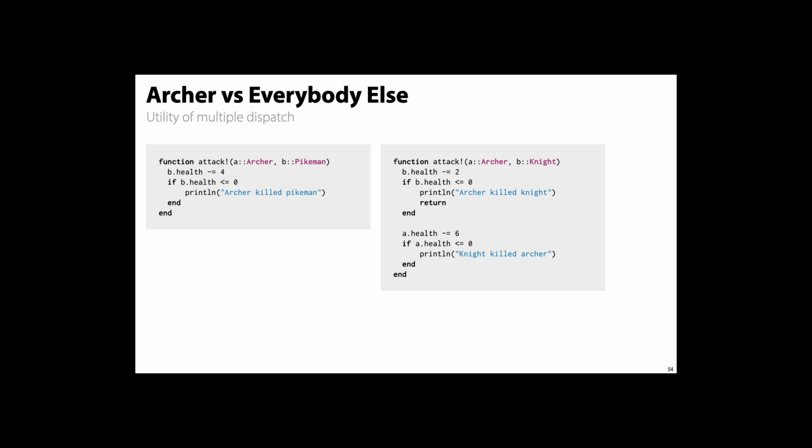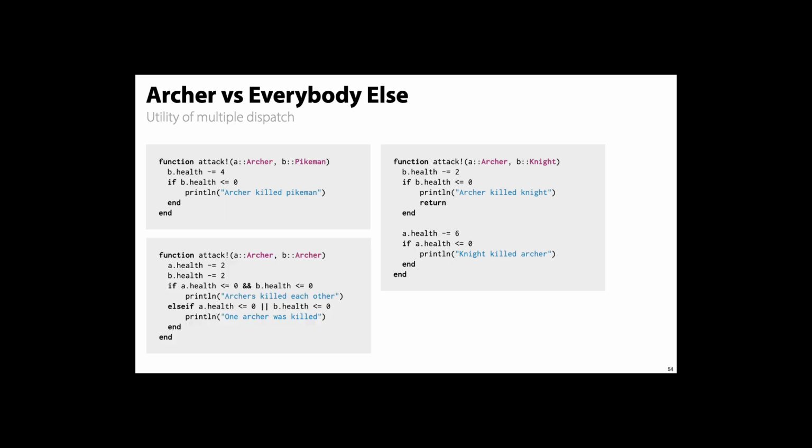If the knight isn't killed, we're actually subtracting health from the archer, and then if it's below or equal to 0, then we write out that the knight killed the archer. And we have more of these methods. In this case, this is a method added to the attack function that deals with an archer versus another archer. You can just pause this if you want to look at the code in more detail. It should be pretty straightforward, I think.